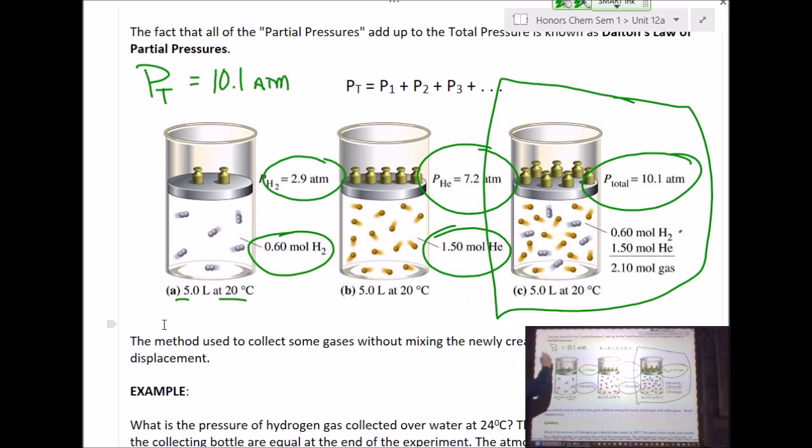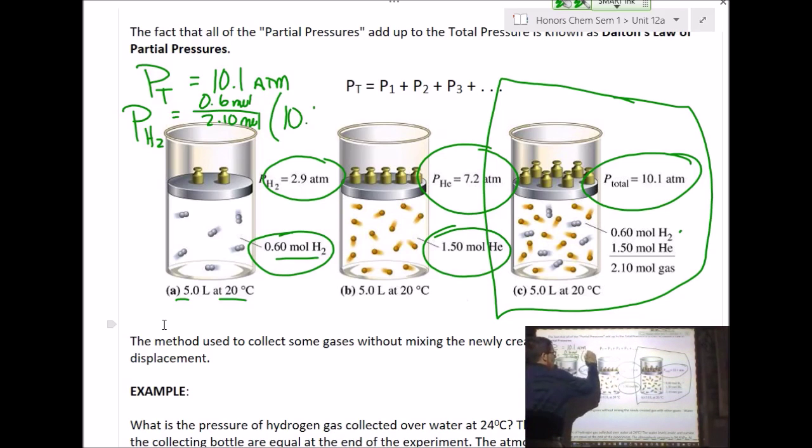If I wanted to find out what the pressure due to hydrogen was, then I would say, okay, hydrogen is 0.6 moles of how many total moles of gas? 210. That gives me, quote unquote, a fraction or percentage if you wanted to. And then you'd multiply that times the total pressure, and that would give you this pressure right there. Okay.